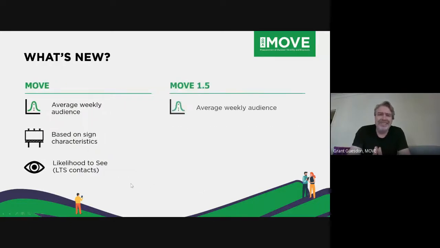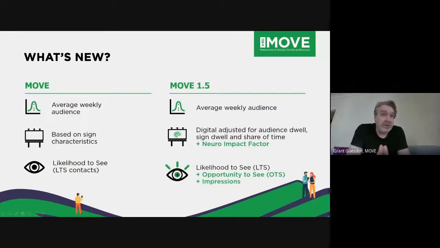Thank you. The average weekly audience hasn't changed. We won't get down to that granular audience until Move 2.0. It just takes a while to build it. When it comes to the sign, we've added in the dwell time, the audience dwell, based on the average speed that someone is traveling past a sign, and also the sign dwell. So what is the ad play length? If something's 7 seconds or 10 seconds, it has a different audience in Move 1.5.